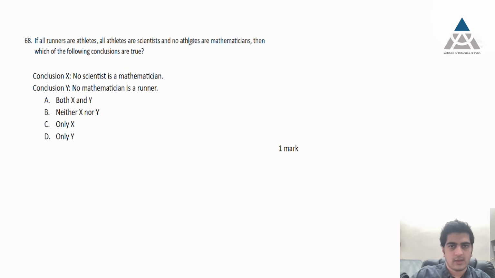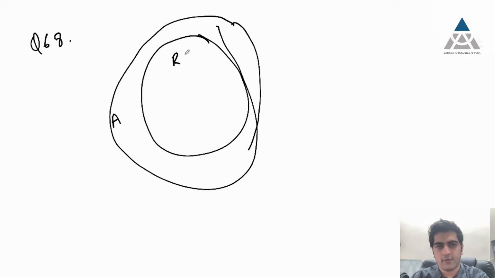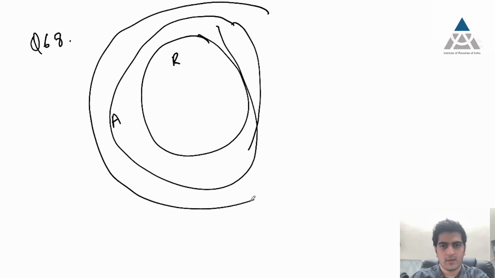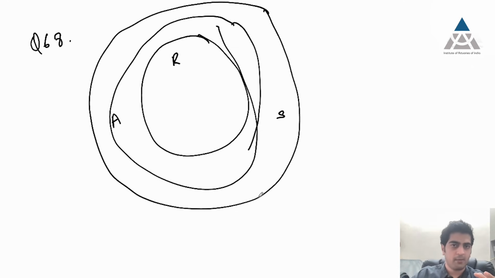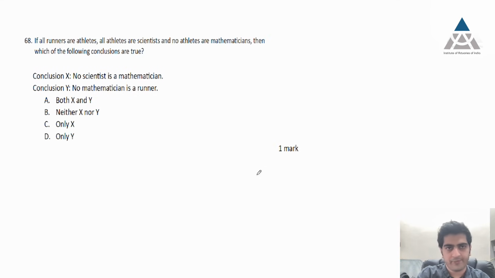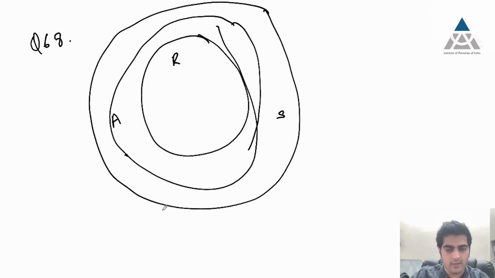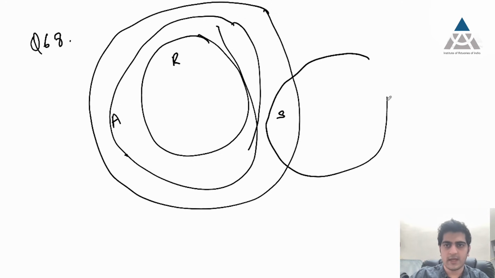Okay. And all athletes are scientists, which means there is an even bigger circle outside of this, which says all athletes are scientists, which means there could be scientists who are not athletes, but all athletes are scientists. Okay. And no athletes are mathematicians. So there exists a circle which can overlap with scientists, right? There could be scientists who are not athletes but are mathematicians. So there could be this external circle that sort of overlaps the scientist circle but not the athlete or the runner circle at all.